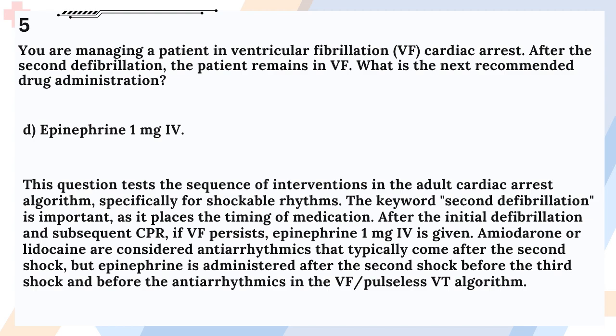This question tests the sequence of interventions in the adult cardiac arrest algorithm, specifically for shockable rhythms. The keyword second defibrillation is important, as it places the timing of medication. After the initial defibrillation and subsequent CPR, if VF persists, epinephrine 1 mg IV is given. Amiodarone or lidocaine are considered antiarrhythmics that typically come after the second shock, but epinephrine is administered after the second shock, before the third shock, and before the antiarrhythmics in the VF/pulseless VT algorithm.